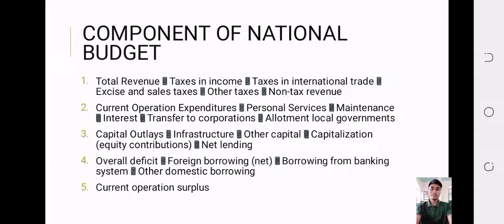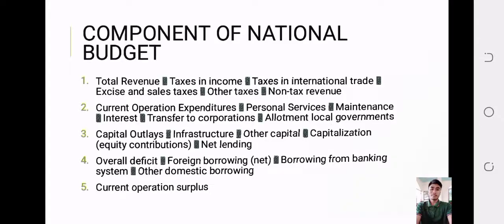Components of the national budget. There are five: total revenue, taxes on income, taxes on international trade, excise and sales taxes, other taxes, and non-tax revenue. Second, current operating expenditures: personal services, maintenance, interest, transfers to corporations, and allotments to local government. And third, capital outlay: infrastructure, other capital, capitalization, equity contribution, and net lending. Then the overall deficit, foreign borrowing, net borrowing from the banking system, other domestic borrowing, and the last one, current operations surplus.